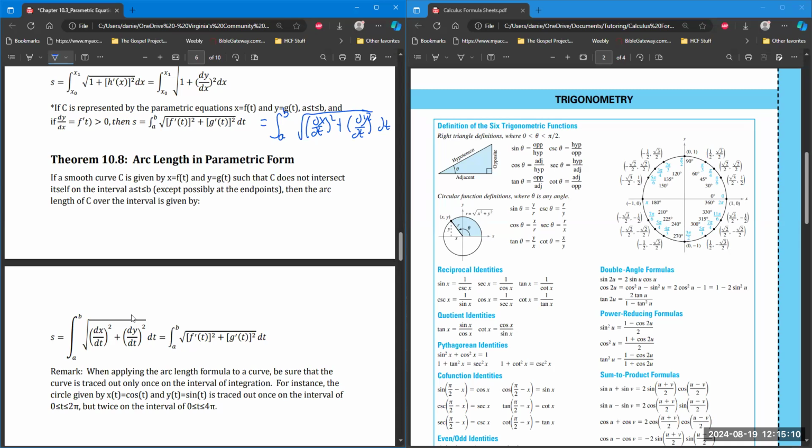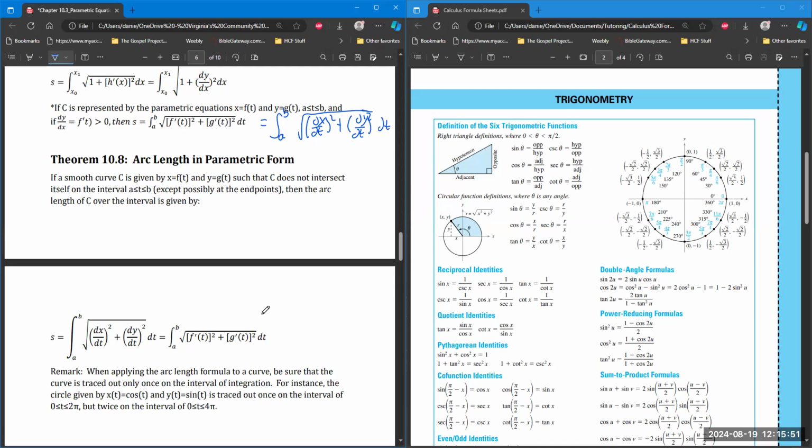There's the theorem. The smooth curve C is given by x equals f of t and y equals g of t, such that C does not intersect itself on the interval of t between a and b inclusive, except possibly at the endpoints. Then the arc length of C over the interval is given by s equal to the integral from a to b of the square root of (dx/dt) squared plus (dy/dt) squared dt. That can also be written as f prime of t quantity squared plus g prime of t quantity squared inside the square root sign, dt.